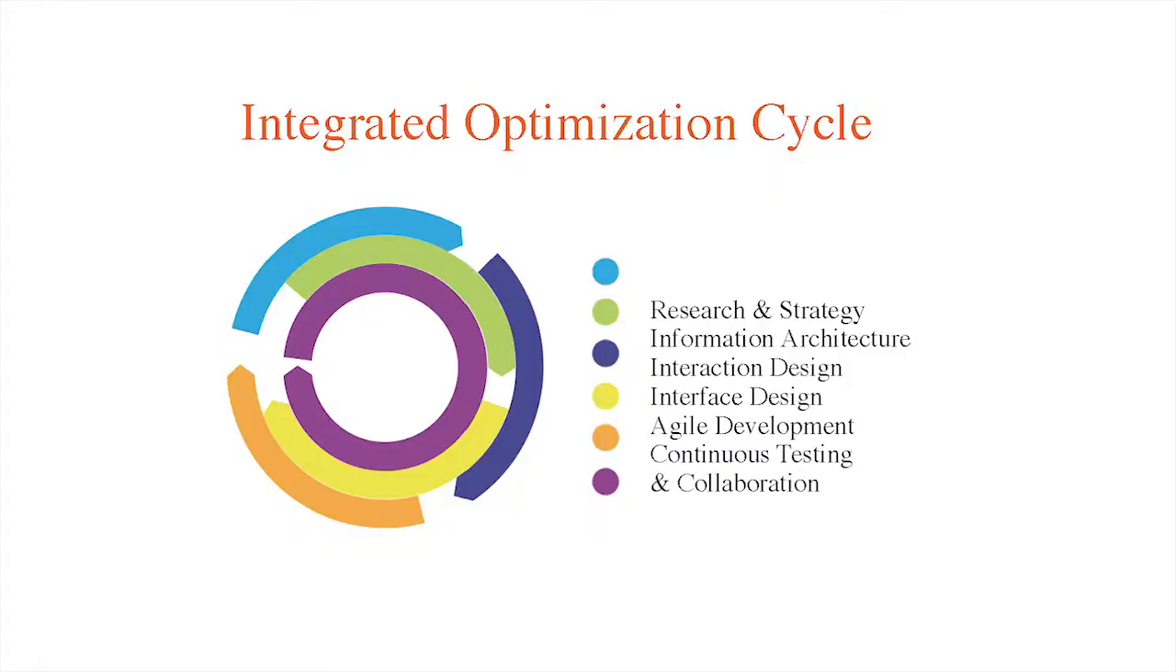So here's what that optimization cycle looks like. Two things to pay attention to in this slide, guys, is that nothing is happening in silos. Everything is overlapping. And there's one big circle in the middle in pink, which is supposed to be the continuous testing and collaboration. That never stops. Has to keep happening.